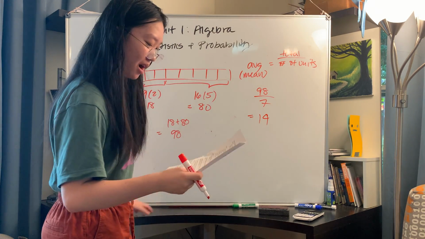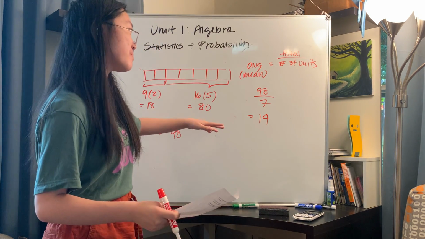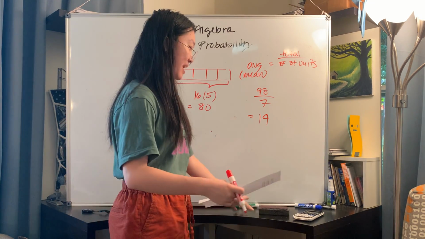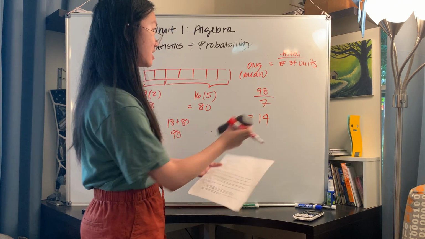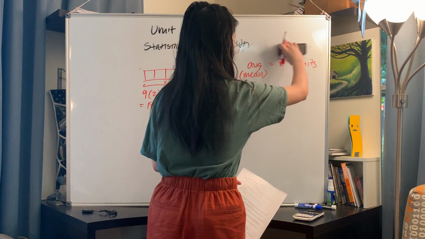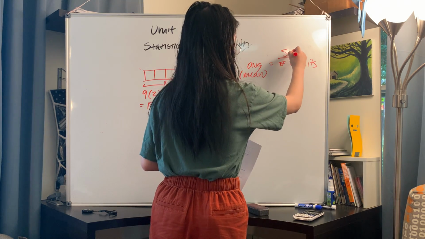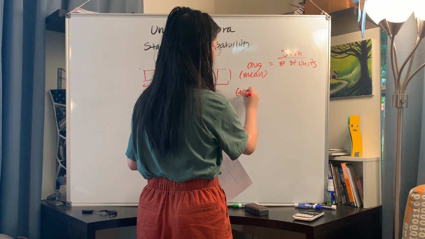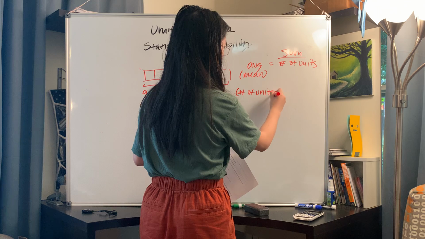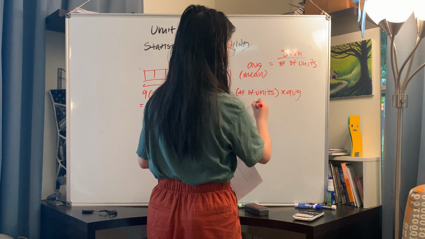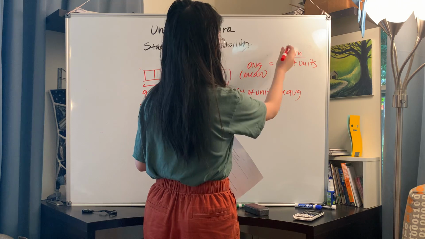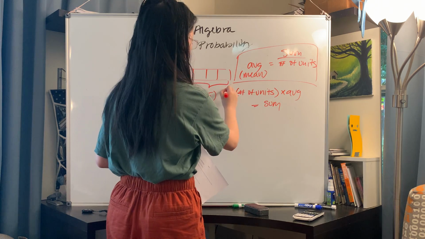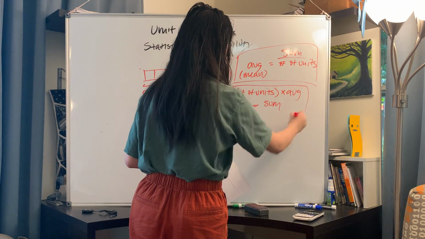I feel like the hardest problem would probably be number 4. But just remember how the average relates to the total. Actually, back to this equation that I wrote here. If the average is equal to the total, so the sum, divided by the number of units, well then it would make sense that the number of units times the average is equal to the sum. So this is the definition of average. We can rewrite this equation to recognize that the number of units times the average is equal to the sum.